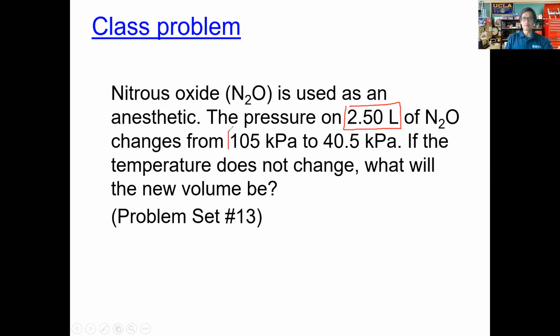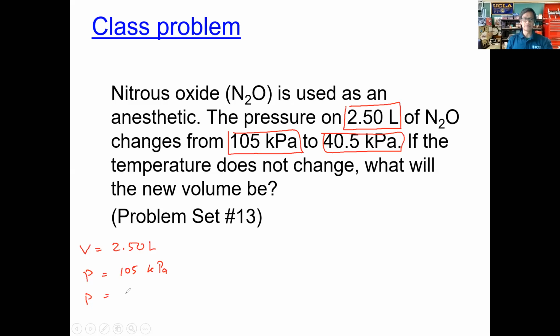Okay, we have a pressure here, and then we have another pressure right here. So we are given a volume of 22.50 liters. We're given a pressure of 105 kilopascals, and we're given another pressure of 40.5 kilopascals. Okay, so those are all what we're given. Let's take a look at what they're asking to solve for.